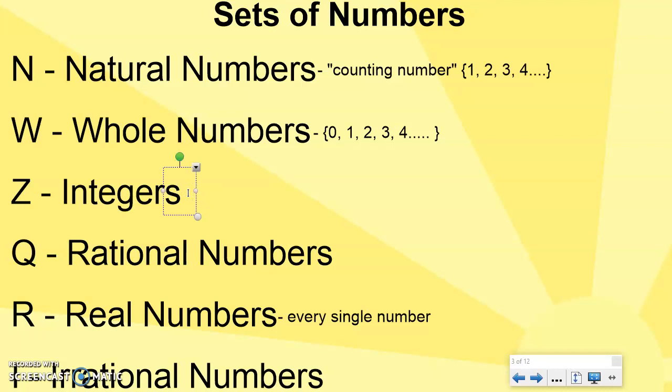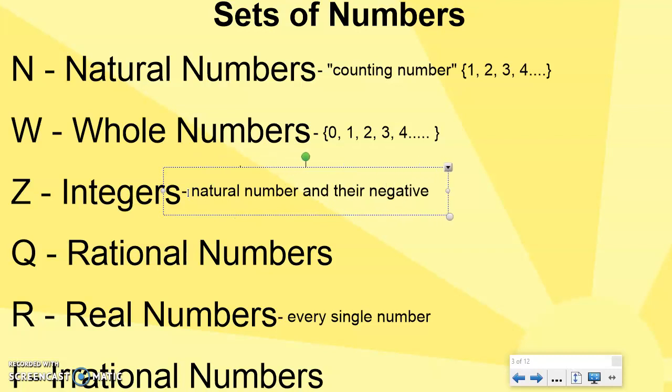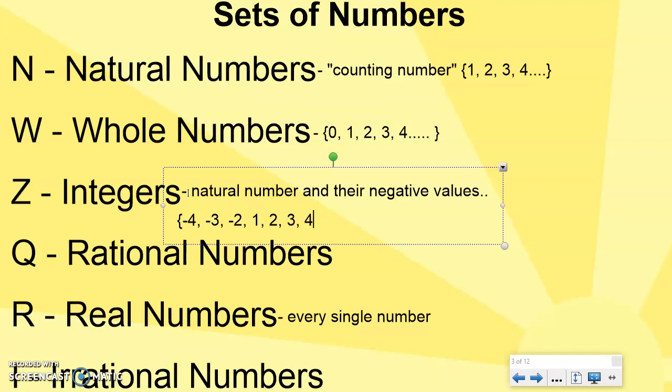An integer is basically a natural number and their negative values. So for instance, we could say -4, -3, -2, 1, 2. All of these are considered integers. So if you're including negative values, you have to say it's an integer. It's not a natural number, it's an integer.